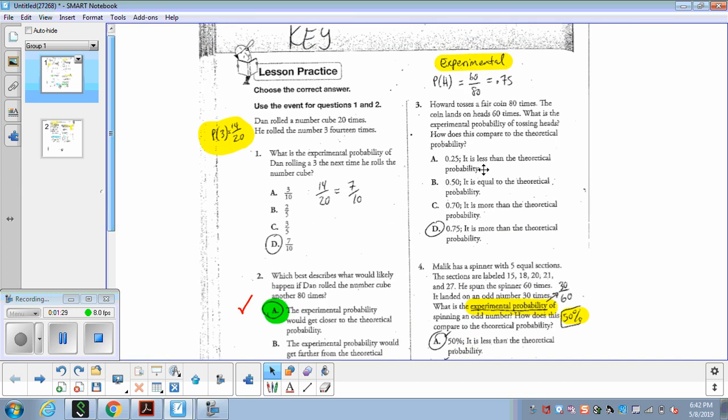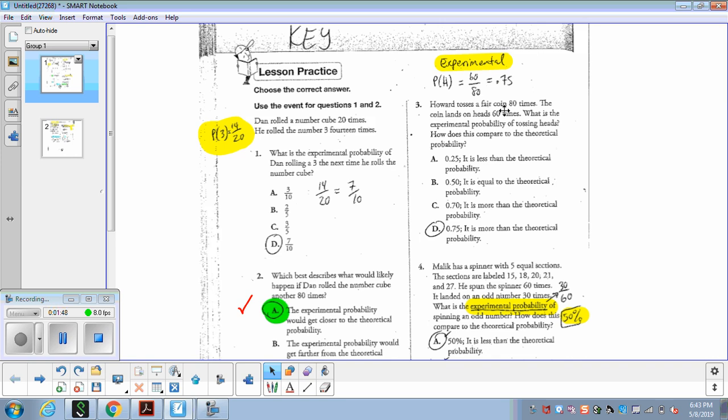All right, now back up here for number 3. Howard tosses a fair coin 80 times. The coin lands on heads 60 of those times. So 60 out of the 80, we have the results here. And that happened 75% of the time. Now we want to know how this compares to the theoretical probability.